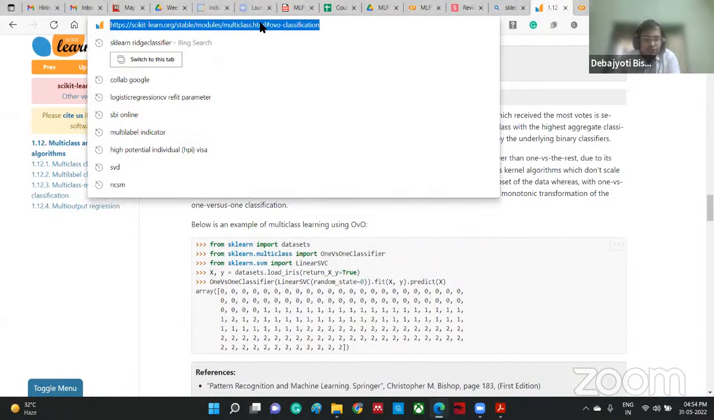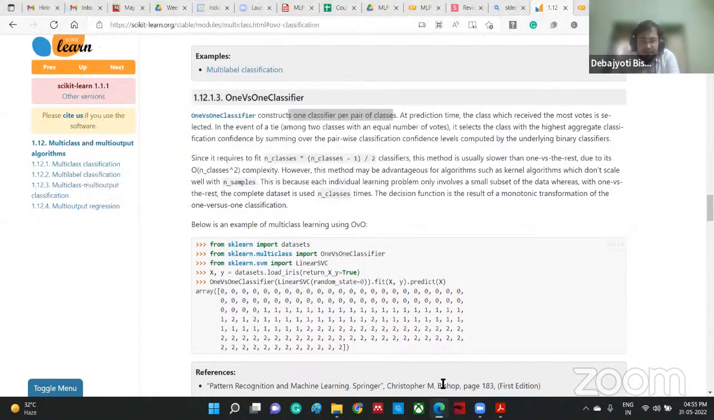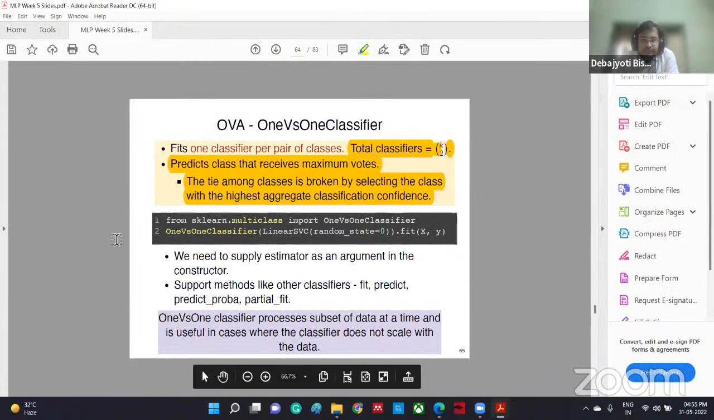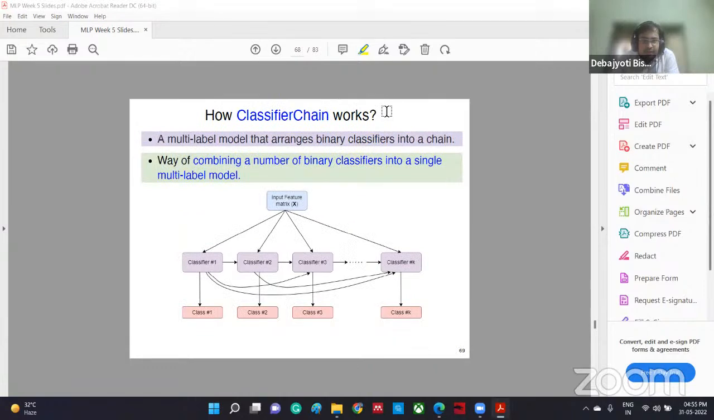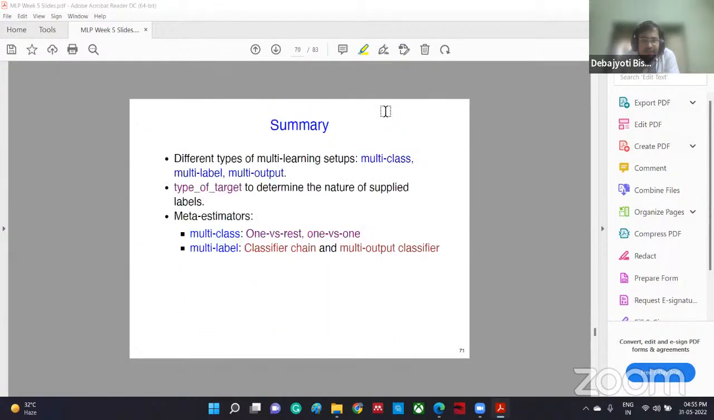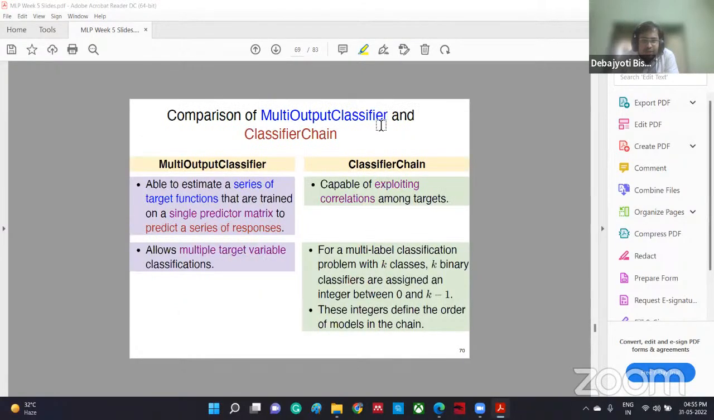I'll just post this link also in the chat window. I think this will be helpful. Apart from that, the classifier chain is not that important.